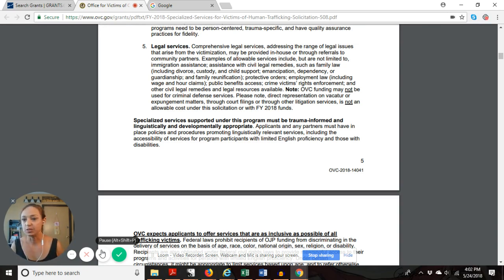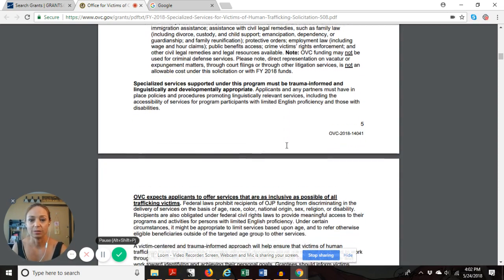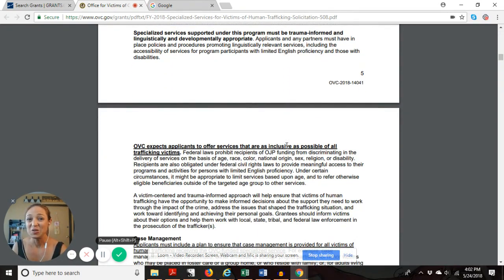And as we go through this, I'm once again outlining all of the very specific things. Okay, so it has to be trauma-informed and linguistically and developmentally appropriate. So you're going to have to show how, in the case that it is needed, you can provide accessibility of services for program participants with limited English proficiency and those with disabilities. And that states it right there. So that's really good that they have this. And that's one reason you need to read this, because they might not put that in the criteria, but it's in the funding opportunity announcement. It's in the language of this entire document. So you kind of need to go through and highlight.